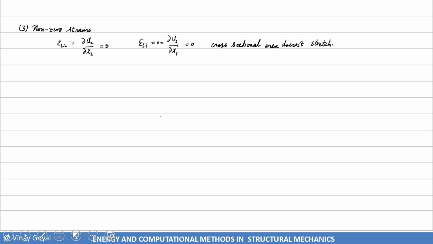So we found that. And we also know that gamma 13 is 0, because the cross-sectional area, the cross-section, stays perpendicular to the neutral axis. We already showed that. So the cross-sectional area remains perpendicular to the neutral axis.